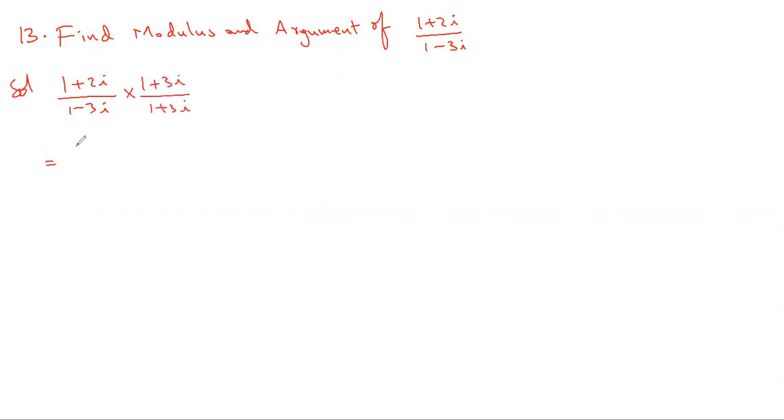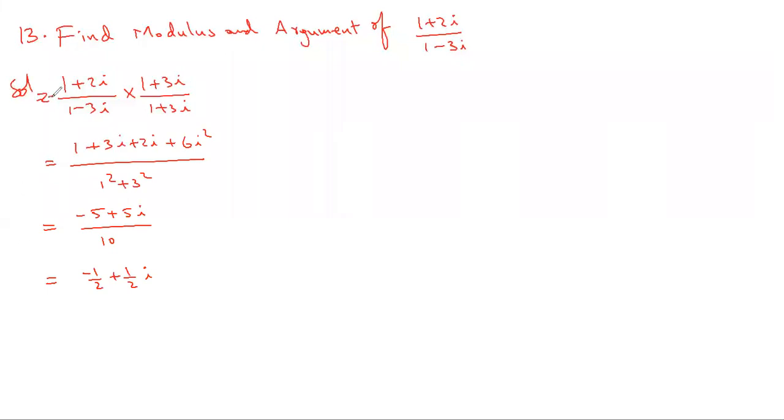And 1 into 1, 1 into 3i, 2i into 1, 2i into 3i, 2 3 is 6i square, by 1 square plus 3 square. So 1 minus 6 is minus 5 plus 5i by 3 square, 9 plus 1, 10. So we get minus 1 by 2 plus 1 by 2i.